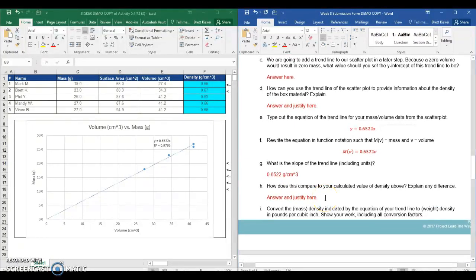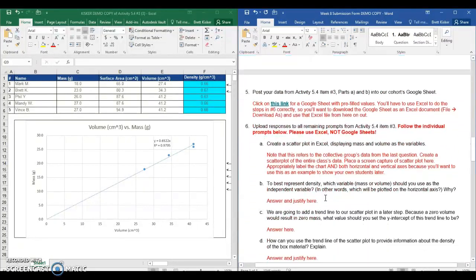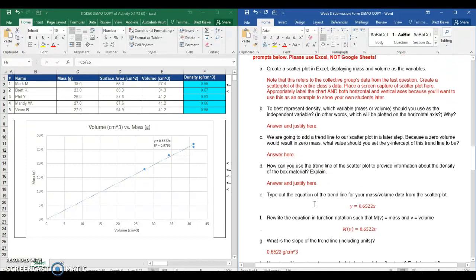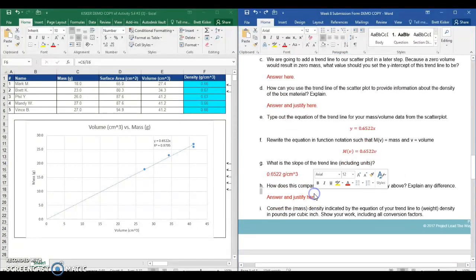How does this answer compare to your calculated value of density from above? Well, what it really means is compared to the values that you have here. Okay, and we'll notice that it's a little bit different, but it's pretty close to the same. And the differences that you see there have to do with the fact that these are actual boxes we measured. And so, yeah, there's going to be some variability. There's things like glue that you got to take into account. The person that uses more glue is going to add more mass without adding any volume. Things like that, you know, measurement precision, error with measurement, things like that. So that's what they want you to talk about with part H.